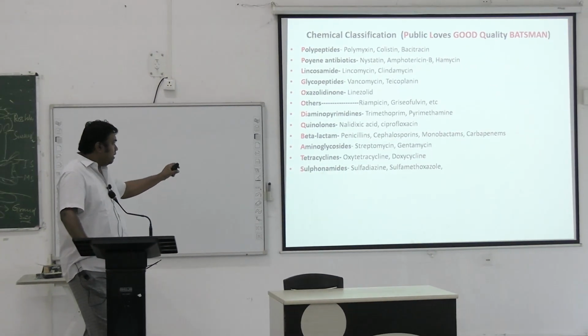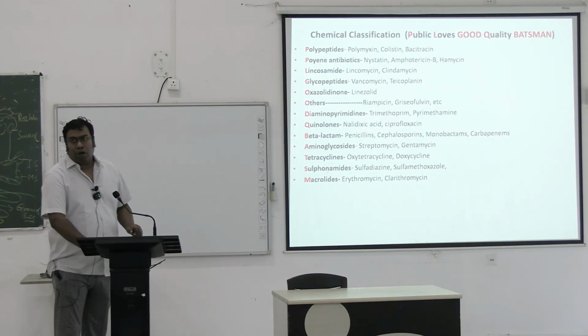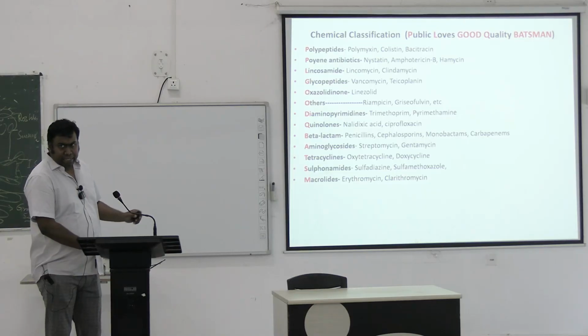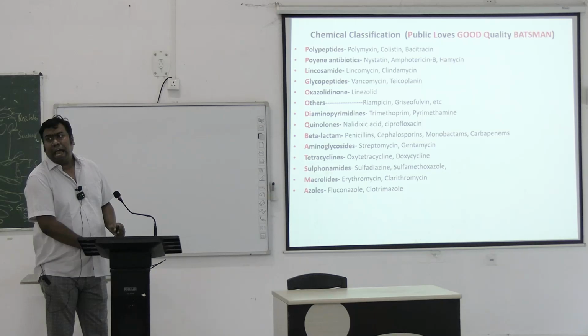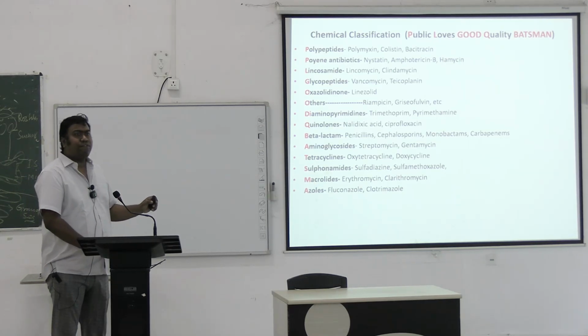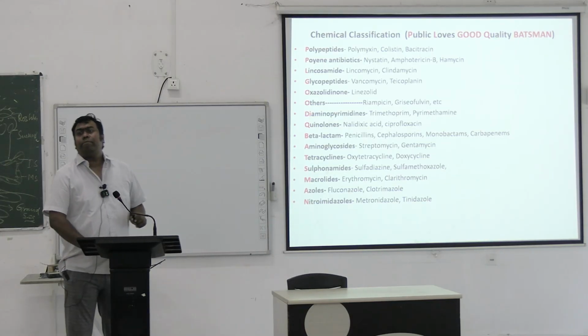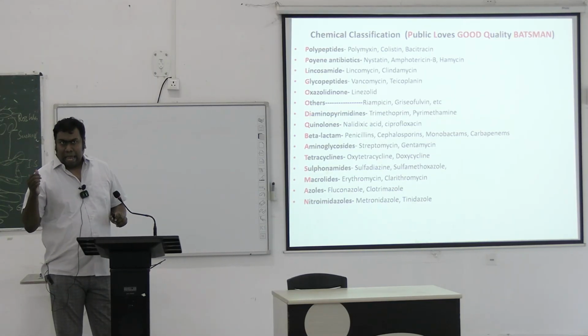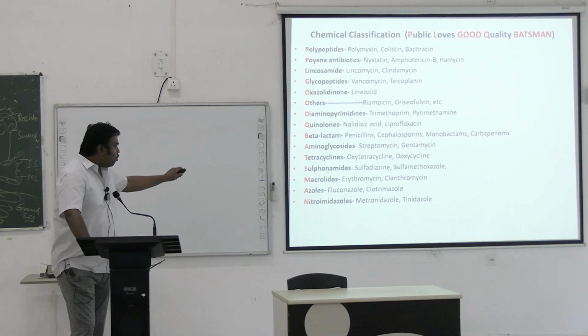Then sulfonamides, macrolides like erythromycin, clarithromycin, they also cover more gram-negative bacilli. Azoles, fluconazole, clotrimazole, are antifungal drugs. Azoles are antifungal drugs, but not metronidazole. Metronidazole is used in amoebiasis, and another use is if there is an anaerobic bacteria, then we can use metronidazole, a nitroimidazole.